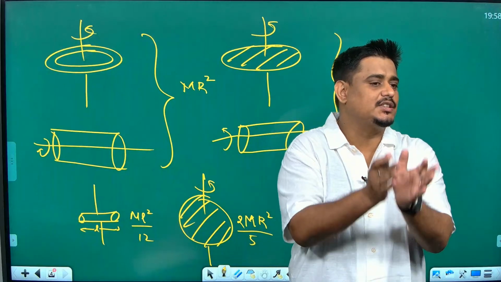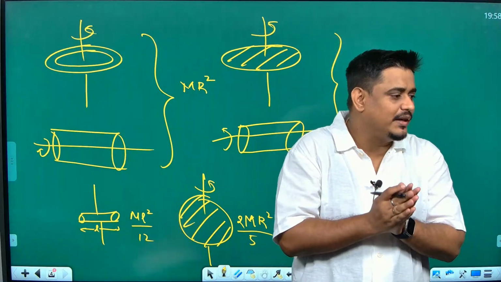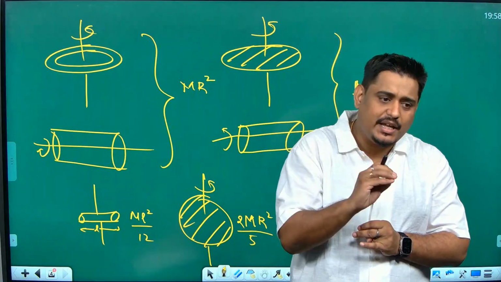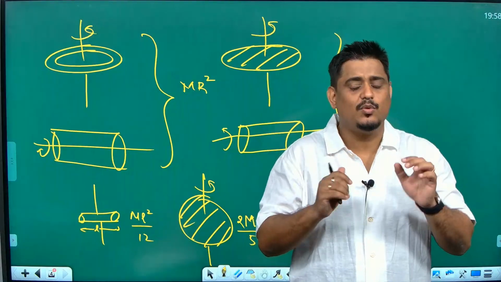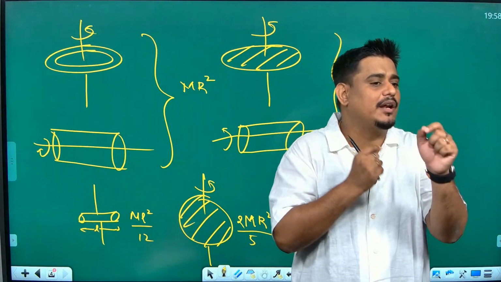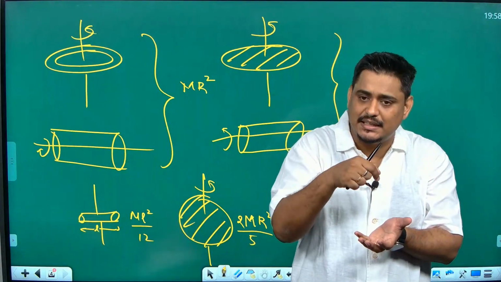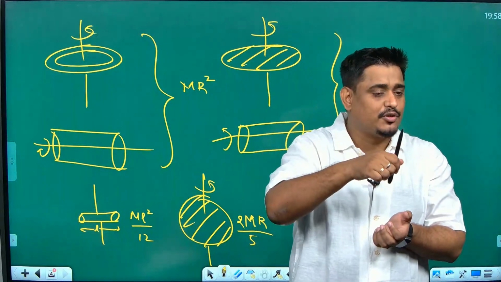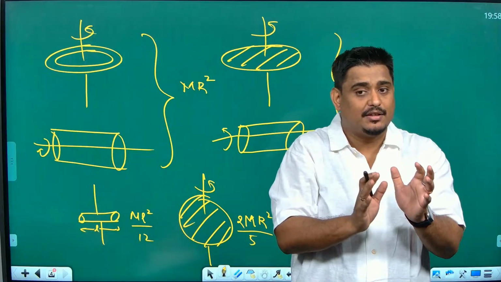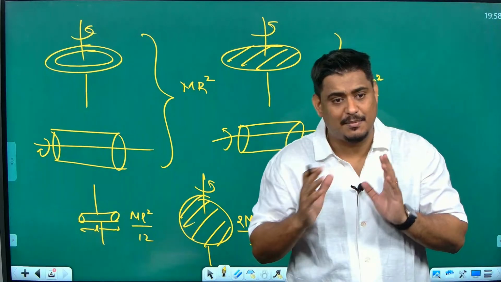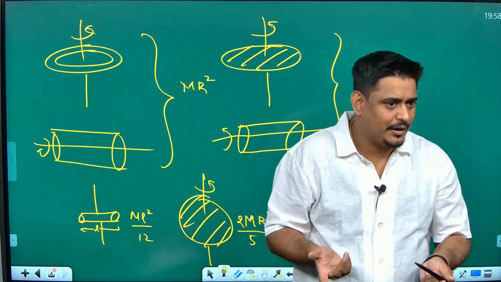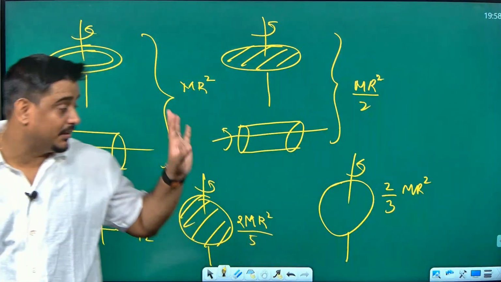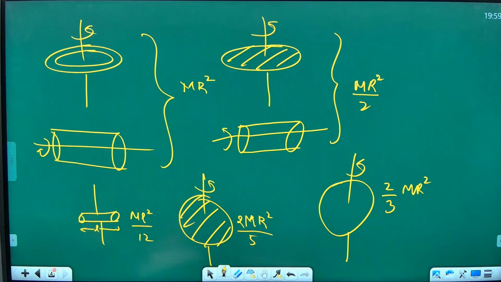If I ask you, there is a solid cylinder which is rotating about its axis, what is the moment of inertia? You should say MR square by 2. If I ask you, if a ring is rotating about an axis passing perpendicular to its plane and through its center, you should be able to say it is MR square. If I say solid sphere rotating, axis of rotation passing through its diameter, it is 2 by 5 MR square. Hollow sphere, 2 by 3 MR square. For rod, ML square by 12. So these 6, 7 values, and in all cases, remember R is the radius of these objects.